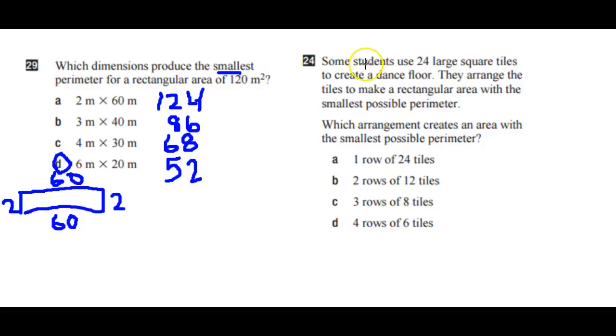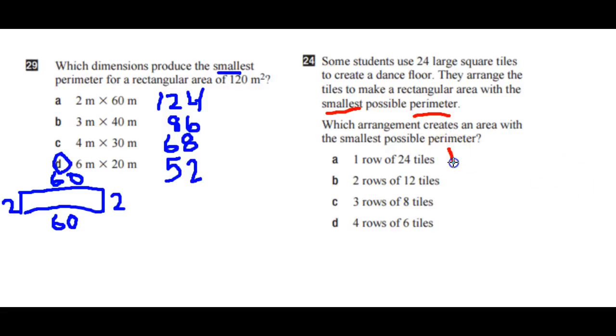So over here I can see that some students use 24 large square tiles. So I don't have any more or any less than 24 tiles. And I want to know which of the tiles are going to make a rectangular area with the smallest perimeter. So again, I can use a strategy similar to what I did over here by having 1 row of 24 tiles, 2 rows of 12, 3 rows of 8, or 4 rows of 6. So again, if I forget about what we just talked about, I can draw these out.